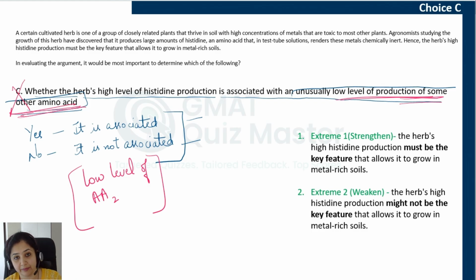Without that kind of information, just based on the level of some other amino acid, you cannot say that okay, it is what allows the plant to survive in those conditions or it is something that does not allow the plant to survive in that condition. So be very sure when you are evaluating any answer choice, you should not bring in any external assumption, any external information that connects your answer choice with the conclusion. Let's move to choice D now.